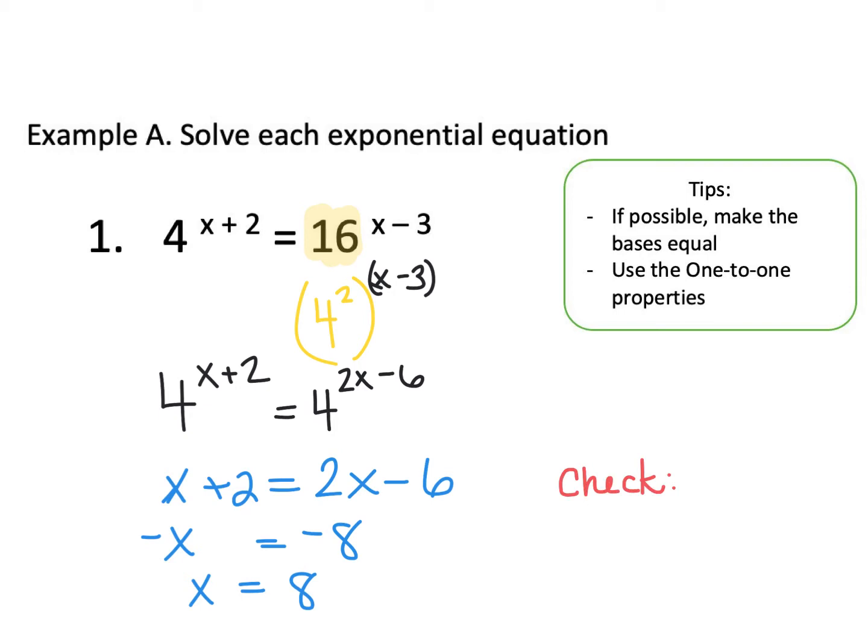I quickly check to make sure that this is true, so I would have 4 to the 10th. Is that equal to 16 to the 8 minus 3, which would be 5? If you toss that in your calculator, you'll see that it is, so our solution works.